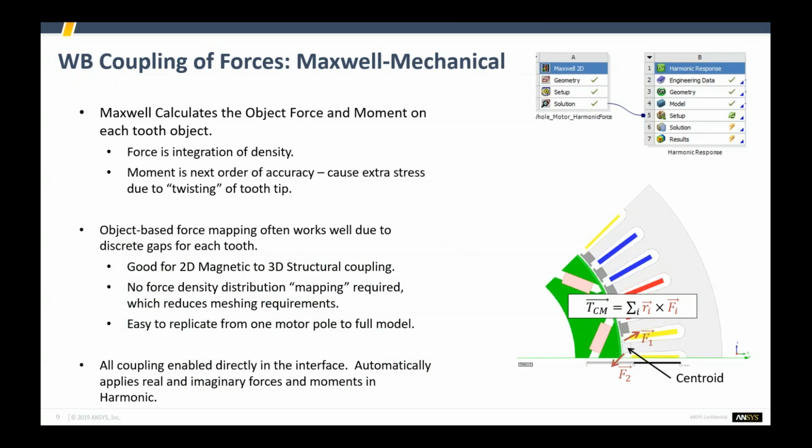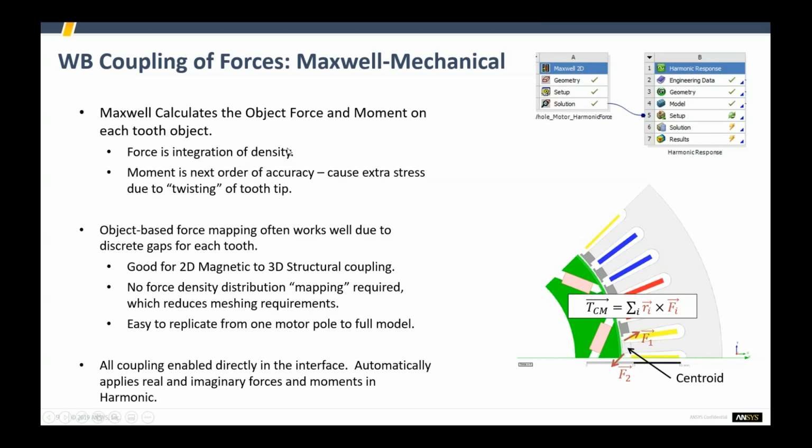Then after the Maxwell solution has come out, we can couple this with mechanical in Workbench. So Maxwell calculates the object force and moment on each tooth object. The force is the integration of the density. Moment is the next order of accuracy that would cause extra stress due to twisting of the tooth tip.